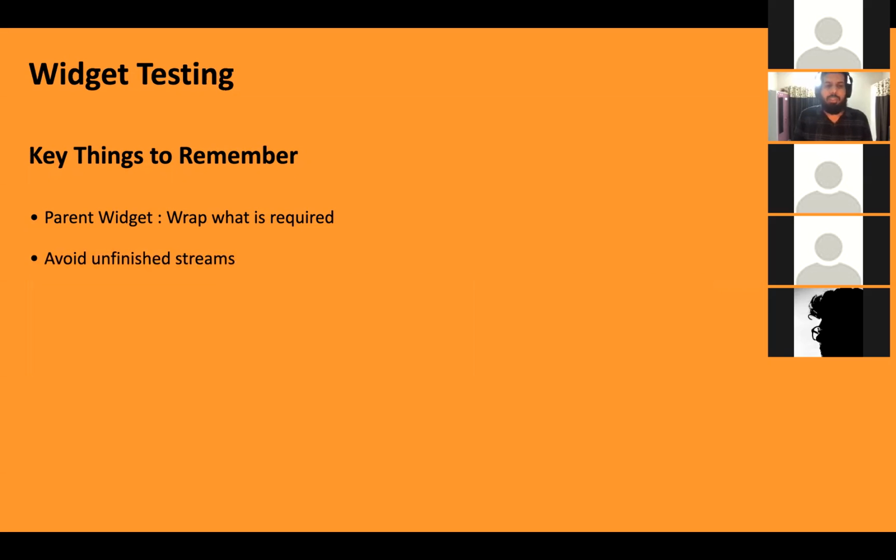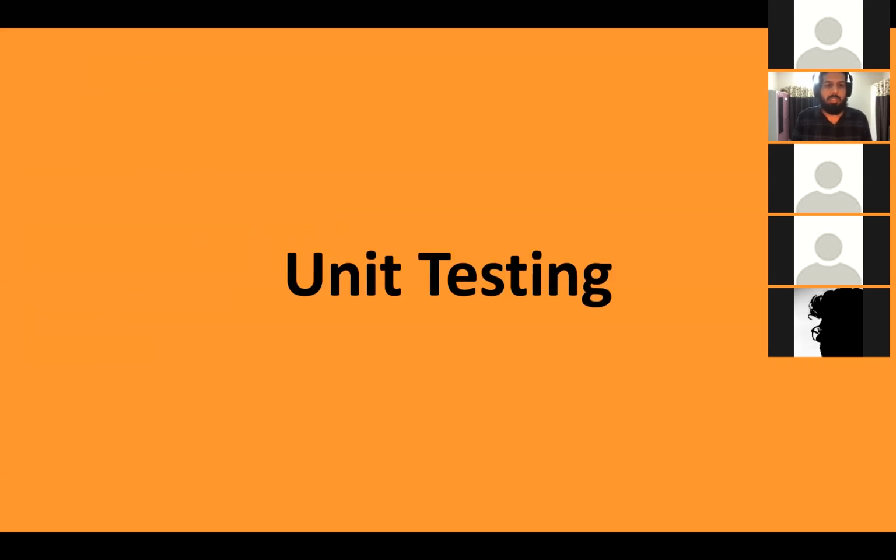Try to avoid unfinished streams. In many scenarios, you will be exposing a stream which is just listening and waiting to be completed. But if you are running that in test, then it will be stuck forever, because the stream would never finish and the test will wait for it to finish. Use the find widget API, like find one widget, find n widgets, and find nothing to match your UIs. And fake versus mock, you need to remember where you want to use fake and where you want to use mock.